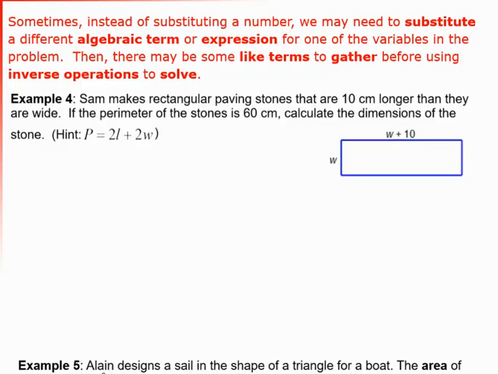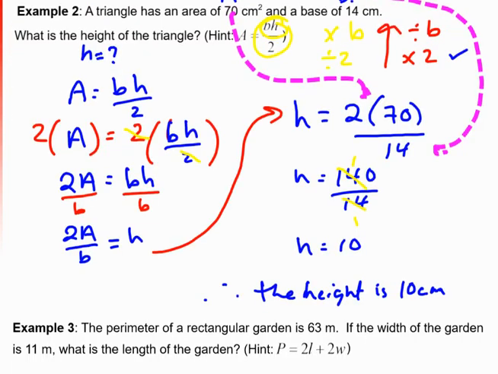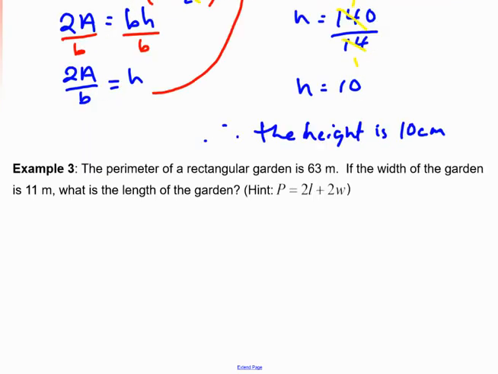Example 3. I want you to pause the video, and I want you to try this one by yourself. We'll read it together first. So the perimeter of the rectangle is 63. If the width of the garden is 11, what is the length? So can you rearrange this to isolate? That's really what we're doing. We're isolating a different variable, the L. So pause the video and try this, and I'll join back in a few seconds.